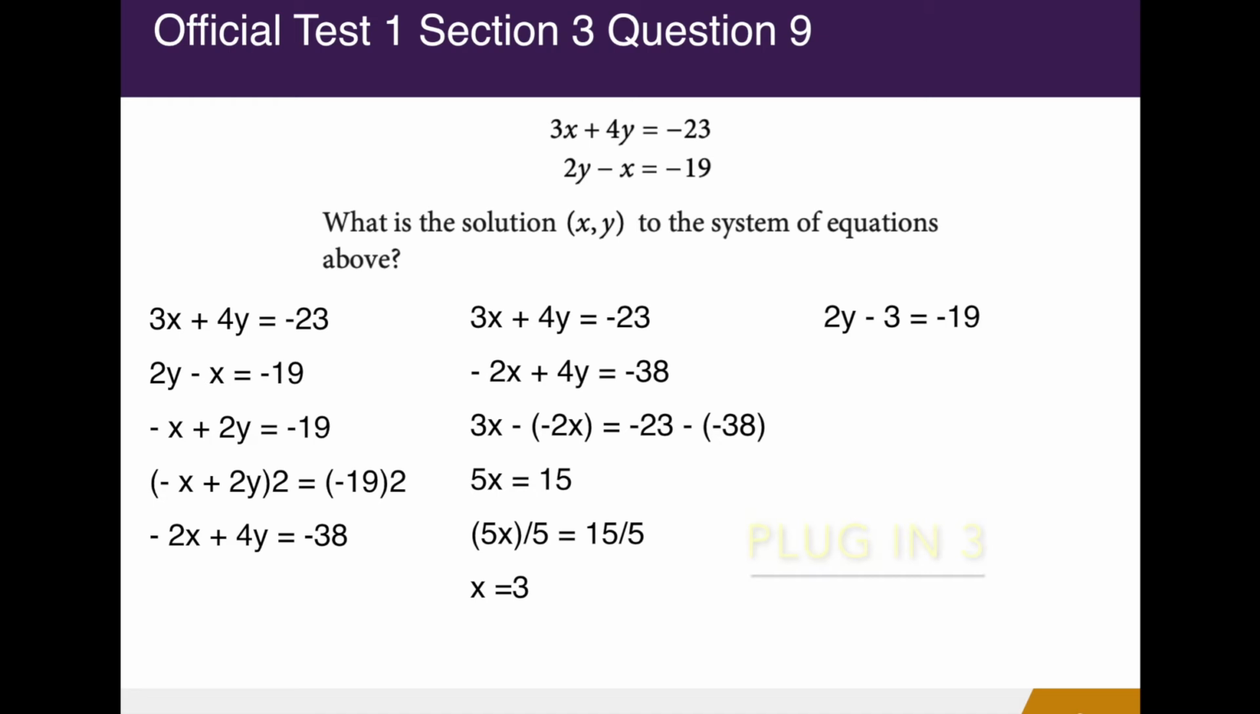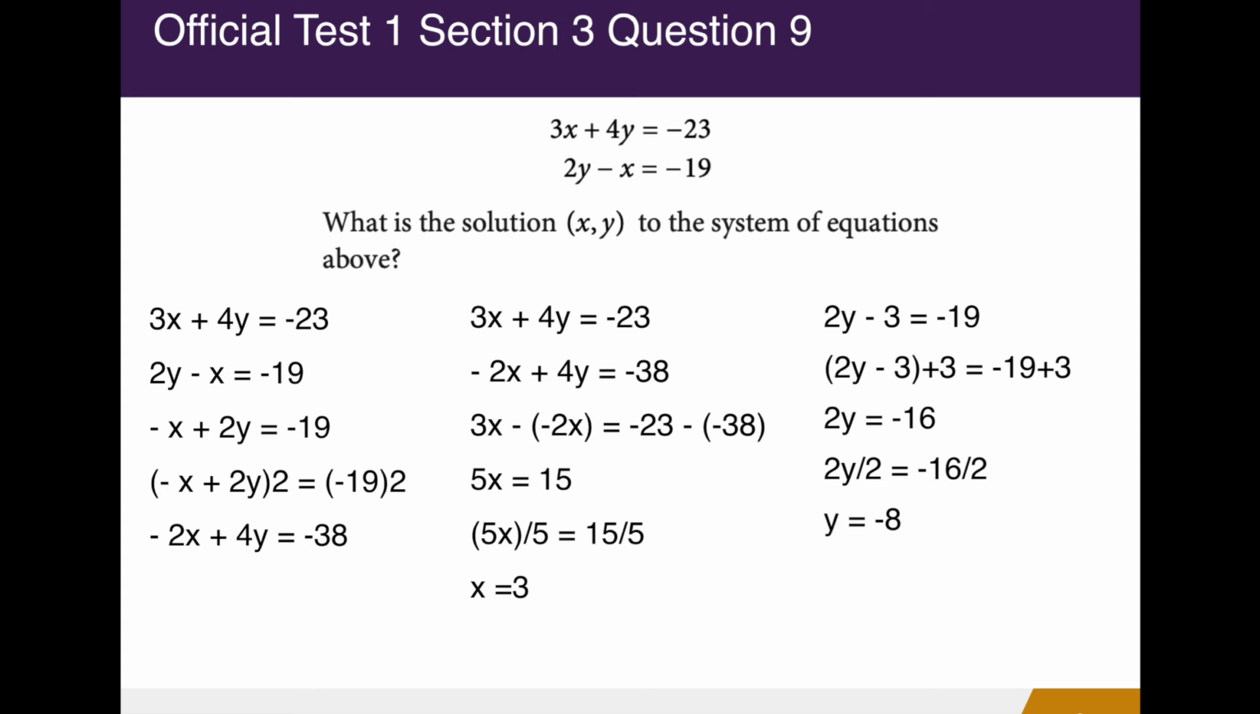And we plug in x equals 3: 2y minus 3 equals negative 19. So we add 3 to both sides. 2y minus 3 plus 3 equals negative 19 plus 3. So 2y equals negative 16. And dividing by 2, y equals negative 8. So the answer is B.